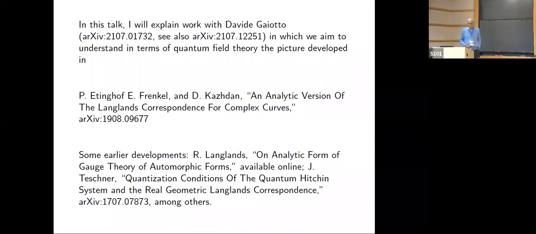So I'm going to be explaining work with Davide Gaiotto, mostly this paper, but this one is background, in which we try to explain in quantum field theory terms a new twist on geometric Langlands developed by Eskin, Frenkel, and Teleman, but based in part on earlier work by Langlands and also on the physics side by Jörg Teschner, among others.